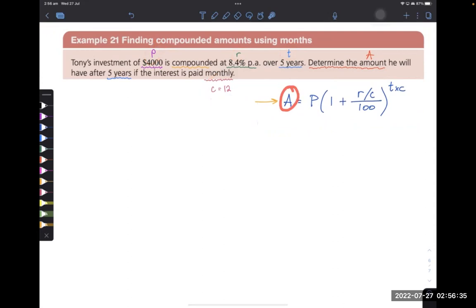So we're looking for our A, and that's what we're looking for. We don't know what A is, so we can't replace that. I'm looking at my P here. Well, that's 4,000, isn't it? So you can see here we've got 4,000 there already.